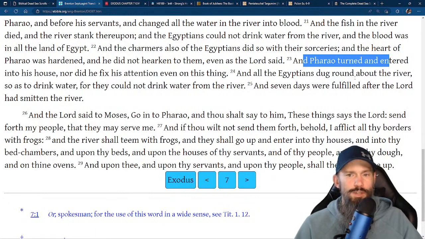And all the Egyptians dug round about the river, so as to drink water, for they could not drink water from the river. And 7 days were fulfilled after Yahuwah had smitten the river. And Yahuwah said to Moses, go unto Pharaoh, and thou shalt say to him, these things says Yahuwah, send forth my people, that they may serve me.